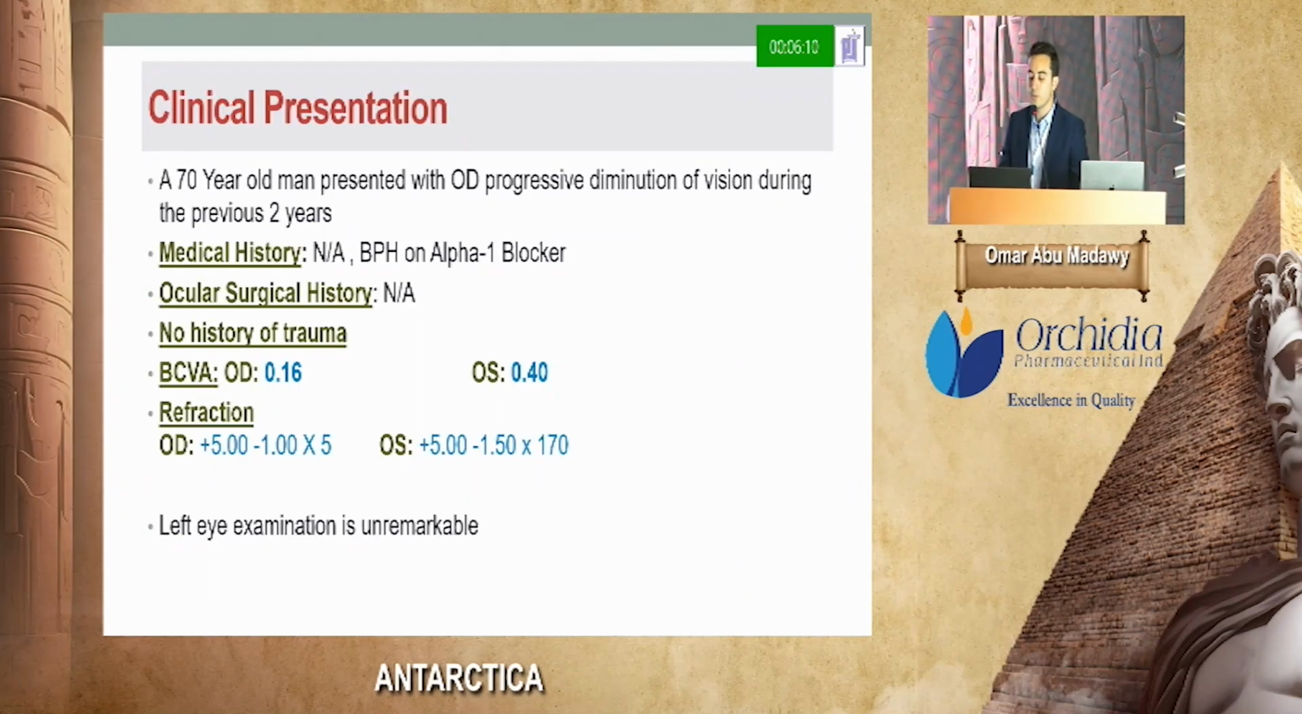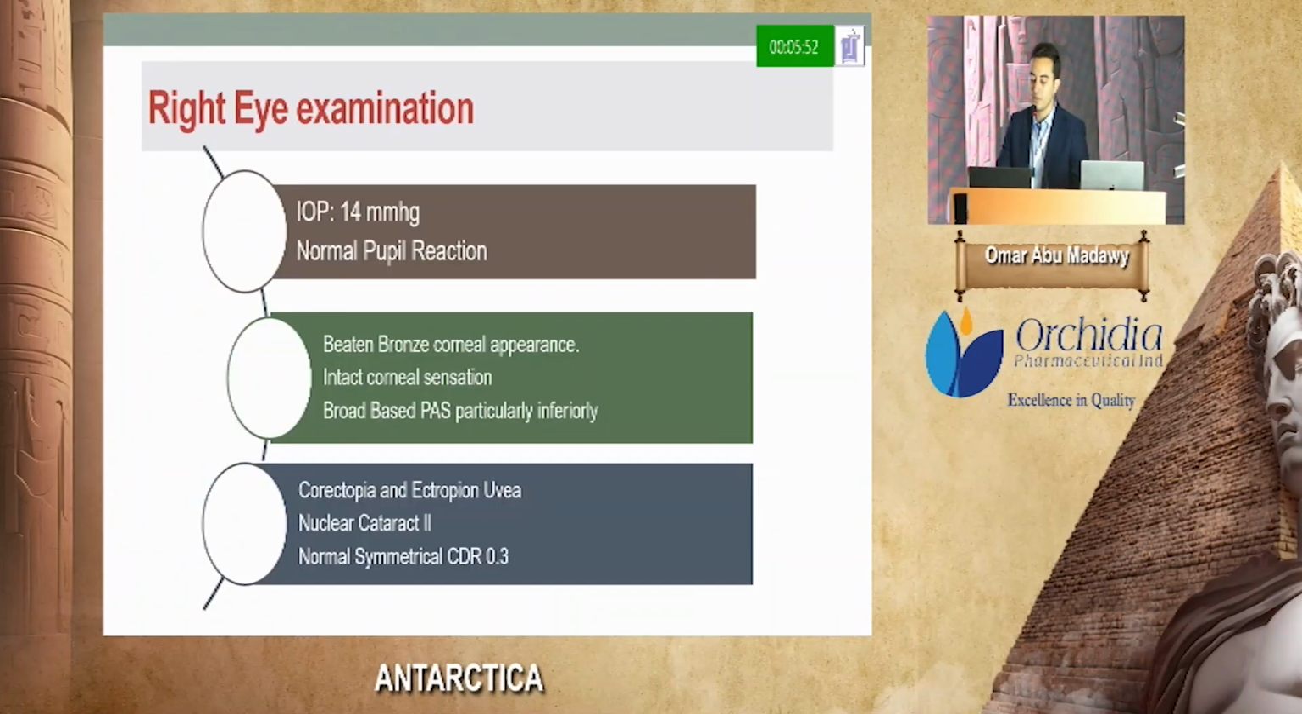I was lucky enough to encounter a 70-year-old male who presented to our clinic with OD progressive diminution of vision during the previous 2 years. He has a free ocular, medical, and surgical history apart from BPH on treatment. He had a best-corrected visual acuity of 0.16. He is hyperopic, and the left eye examination is unremarkable.